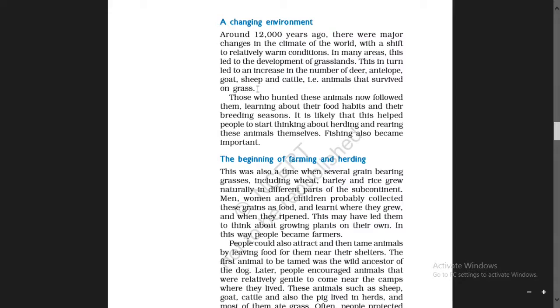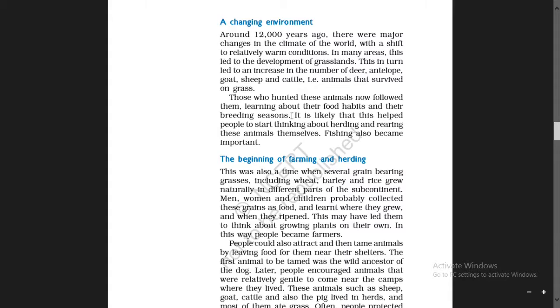So as it became warmer, there was an increase in the number of deer, antelope, goat, sheep, and cattle, that is, animals that survived on grass. They increased in huge numbers. Those who live on grasses, those who feed on grasses, are called animals that survived on grass. Those who hunted these animals now followed them, learning about their food habits and their breeding seasons.